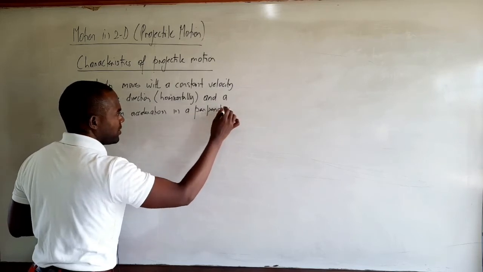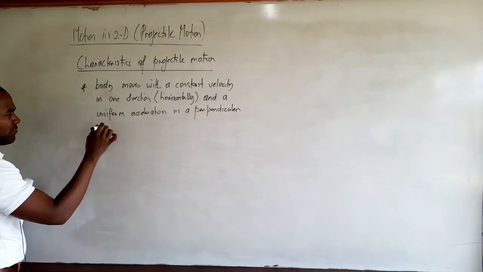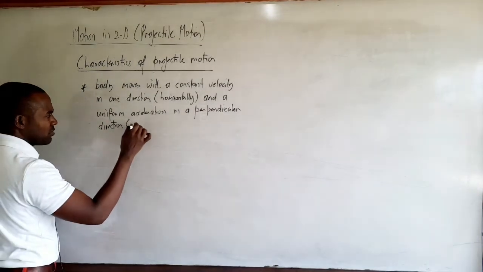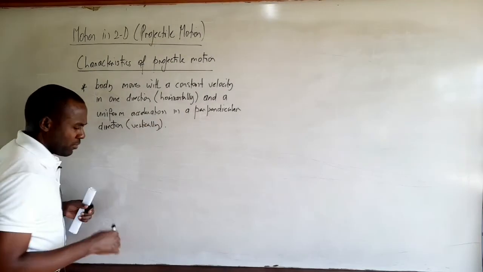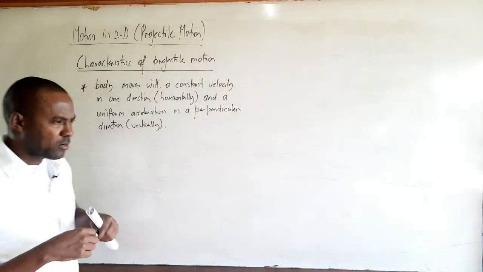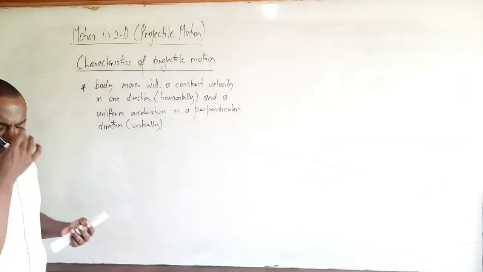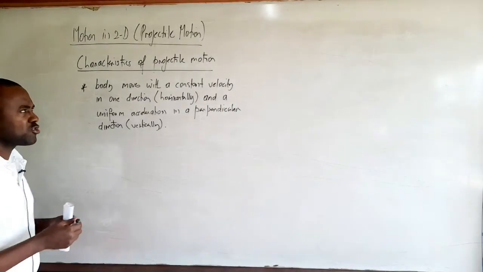And if we're talking about horizontally, then the perpendicular direction is, of course, vertically. So when we're talking about projectiles, we're talking about a body which moves with a constant velocity in one direction, usually the horizontal direction, but has a uniform acceleration in the vertical direction, right?